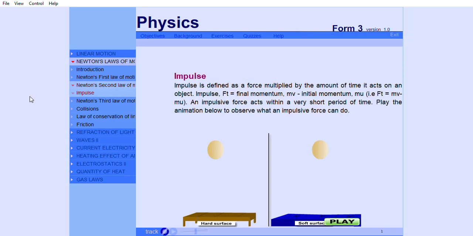Impulse. Impulse is defined as a force multiplied by the amount of time it acts over. That is, impulse Ft is equal to final momentum mv minus initial momentum mu. That is, Ft = mv − mu. An impulsive force acts within a very short period of time. Play the animation below to observe what an impulsive force can do.